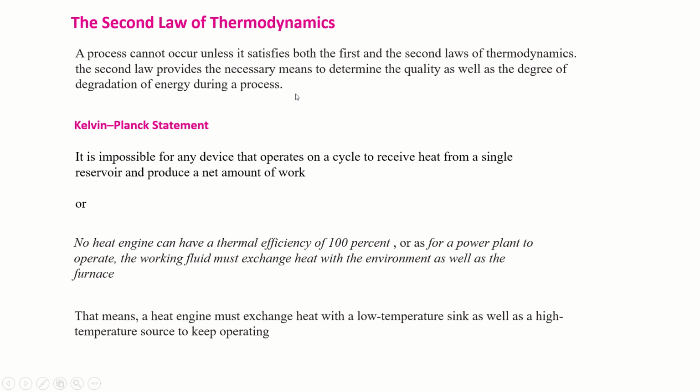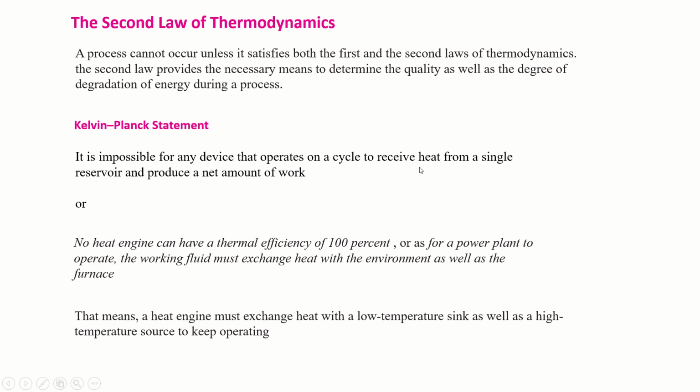The second law of thermodynamics tells us about the quality and the degradation of energy, and it also says that no process can be completed until it satisfies the first law and the second law of thermodynamics. The first law was about the conservation of energy, and the second law says that it is impossible for any device operating on a cycle to receive heat from a single reservoir and produce a net amount of work.